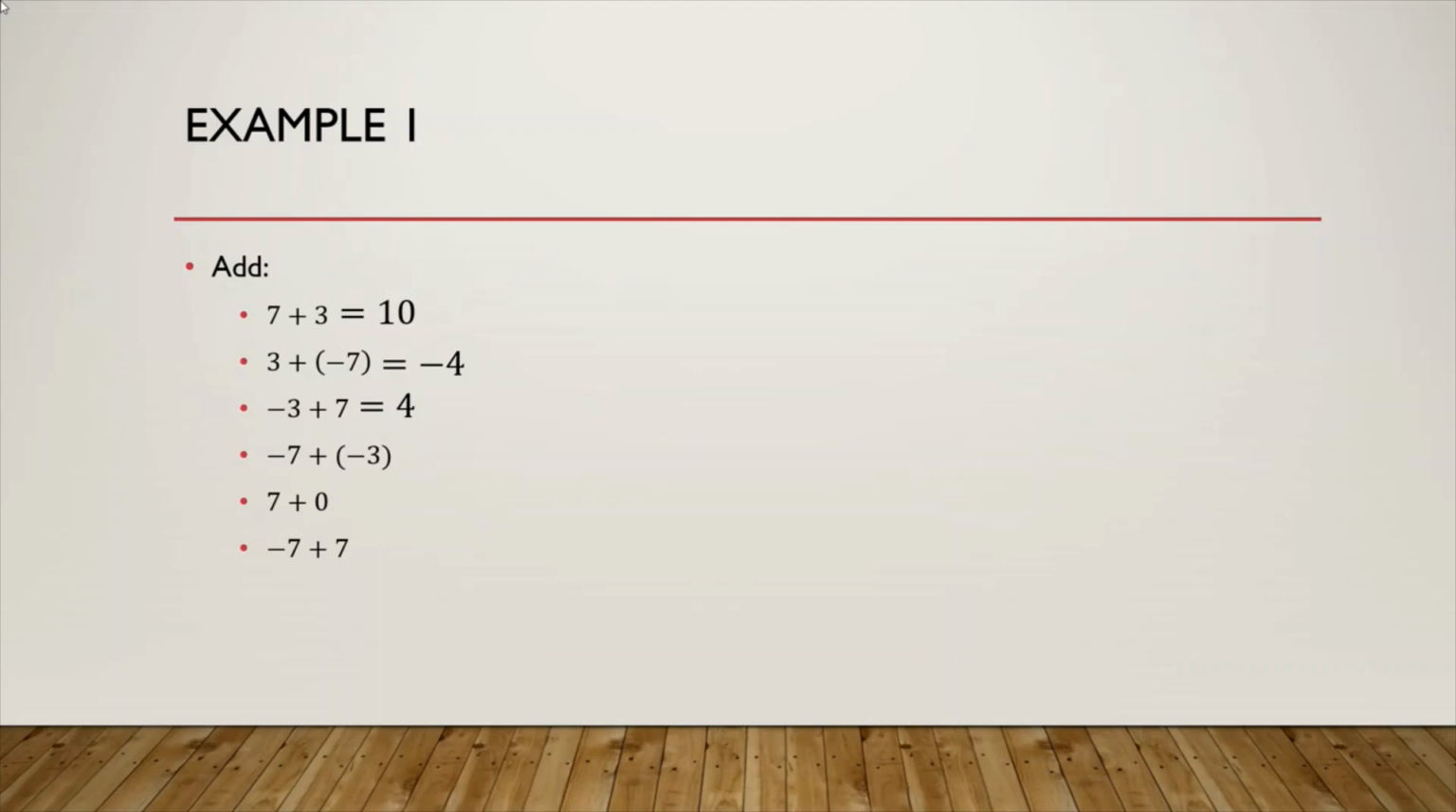The fourth one, negative 7 plus negative 3, the signs are the same, so they're going in the same direction. You would add the two and keep the sign, so it would be a negative 10. 7 plus 0, or anything plus 0, is just that number, so it would be 7. And then negative 7 plus 7, they're opposites of one another, so that would give you a 0.